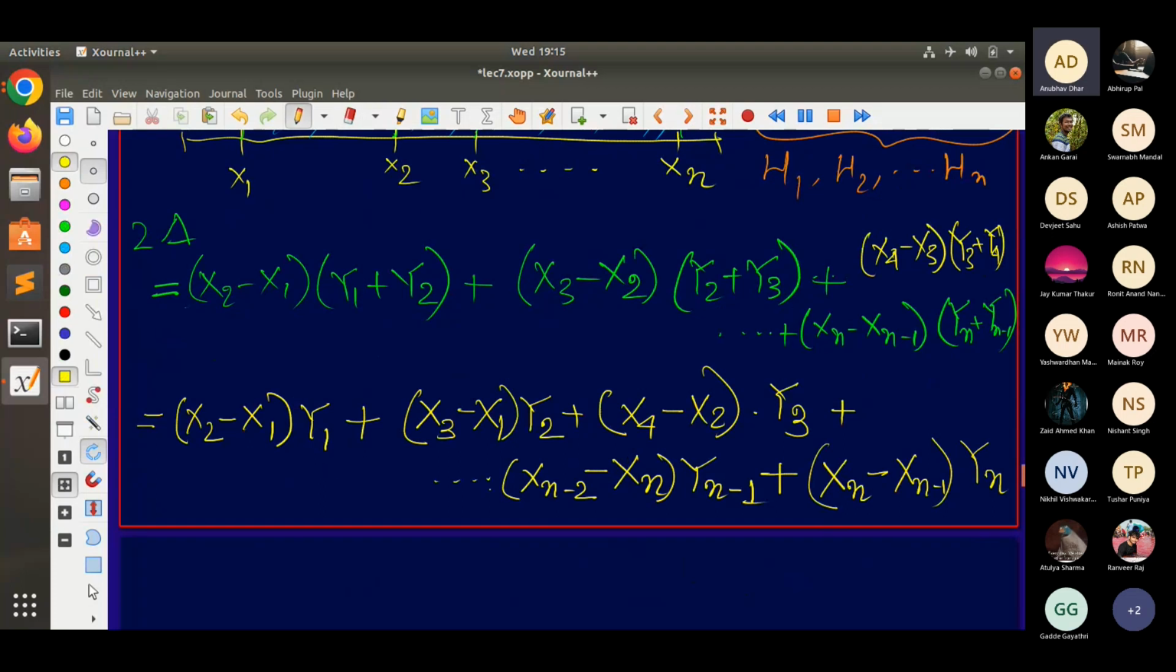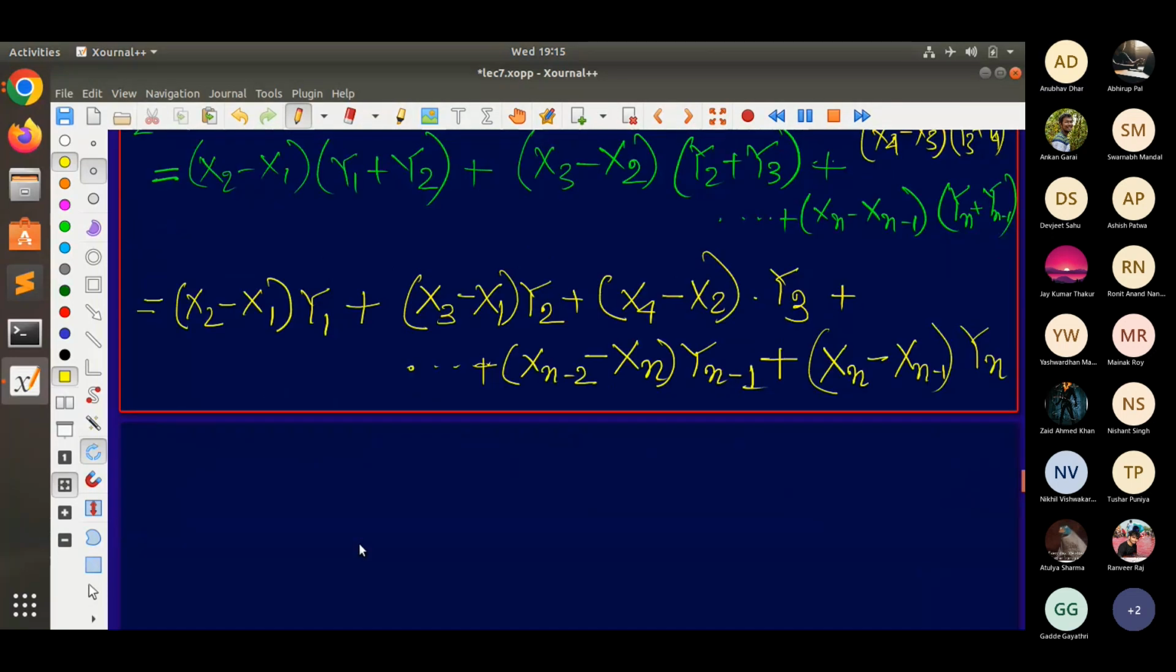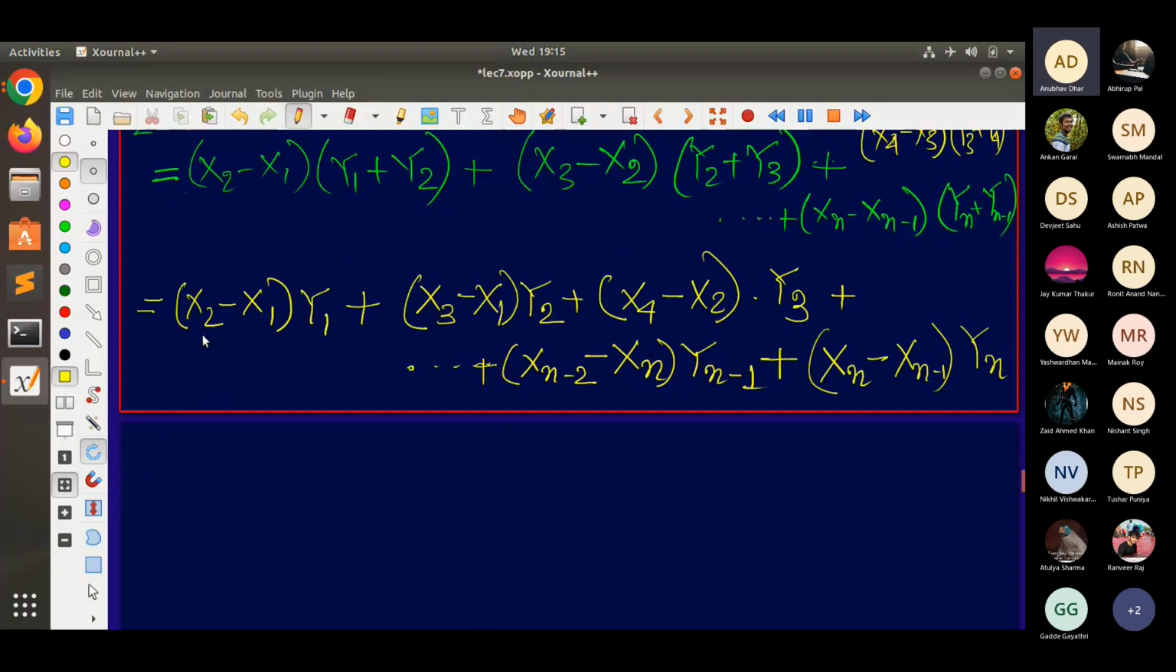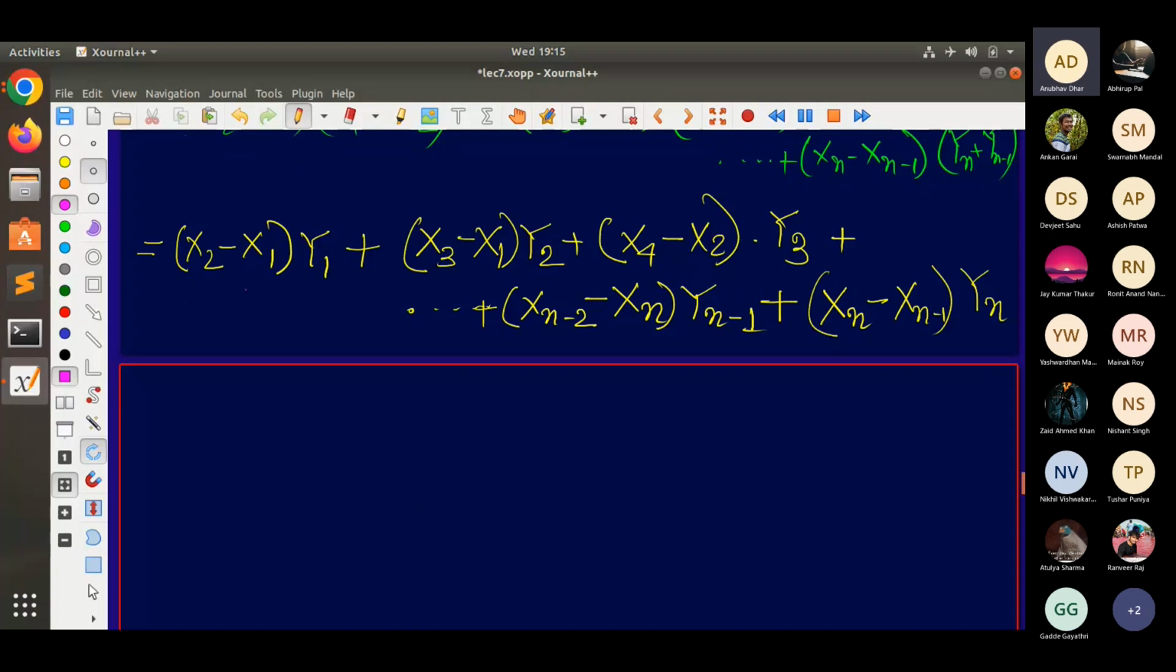So is this part clear? I've just broken down these y's and rewritten this entire equation. Is this fine? Anyone? I'm not getting any response. Okay, I hope. Yeah, fine.